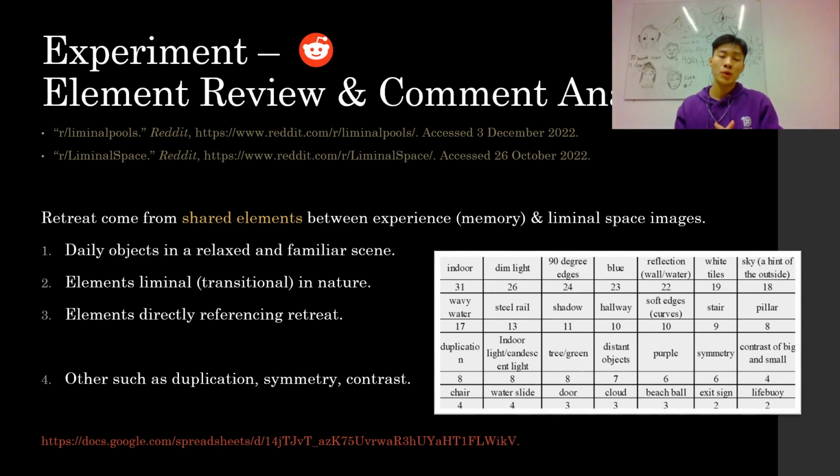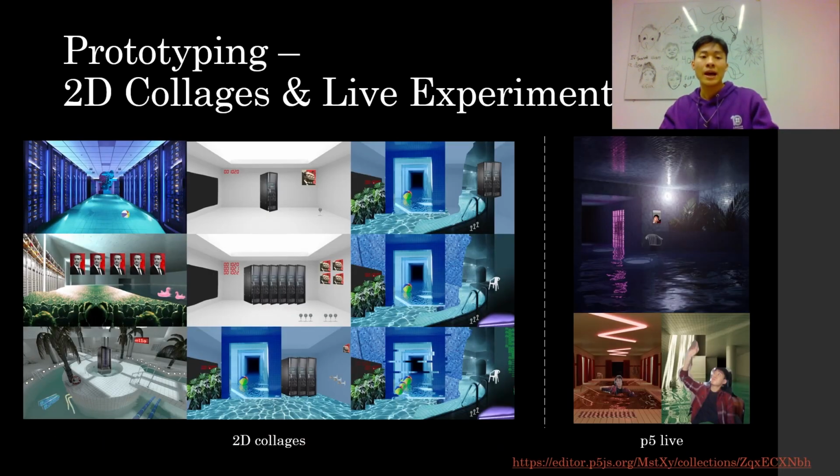That's why I go back to the Reddit page and scrape the top liminal space images and also the comments below them. What I do is extract the common elements and features within these kinds of images and categorize them and analyze them along with the comments to explore how they invite immersion and liminality into the liminal space images. So with these elements explored, I get to create these 2D collages using these kinds of elements. And in the 2D collages, I get to explore the balance between the elements of criticality, relaxation, and liminality. And based on the 2D collage, I also did some live experiments to explore the interactivity in my project.